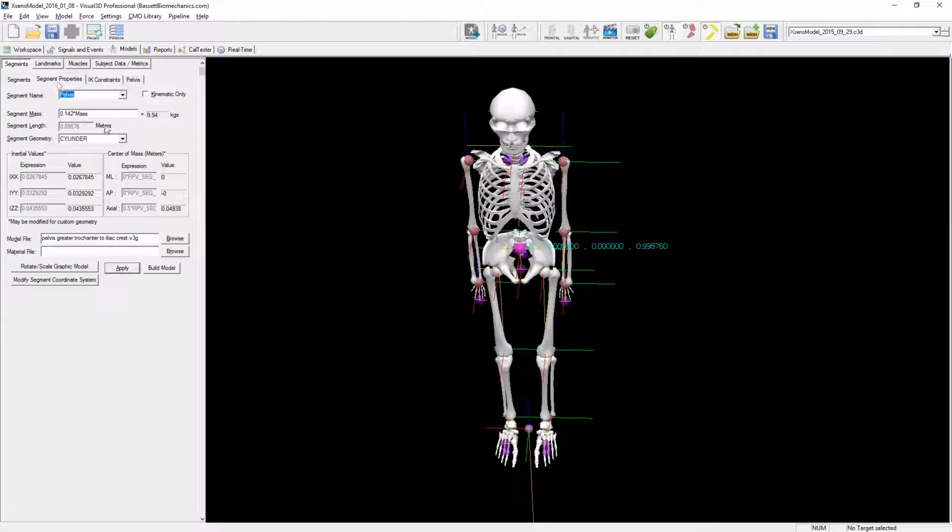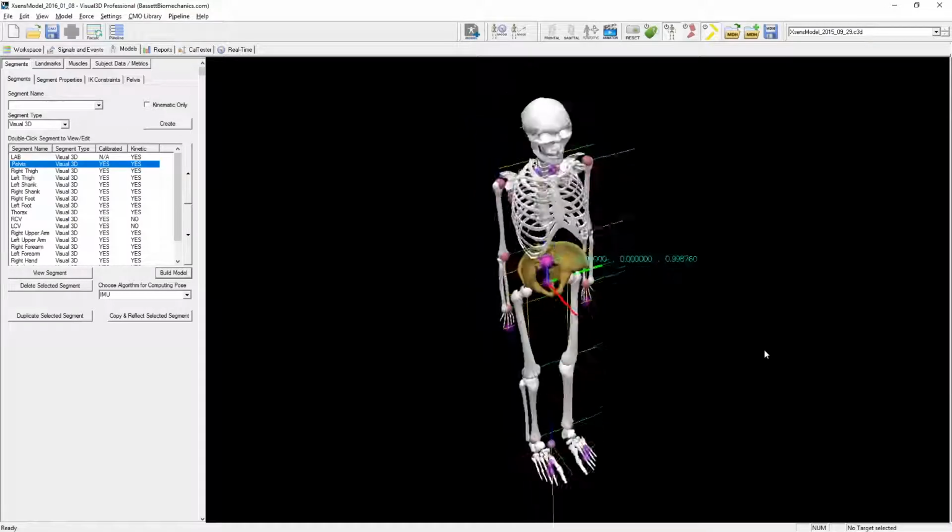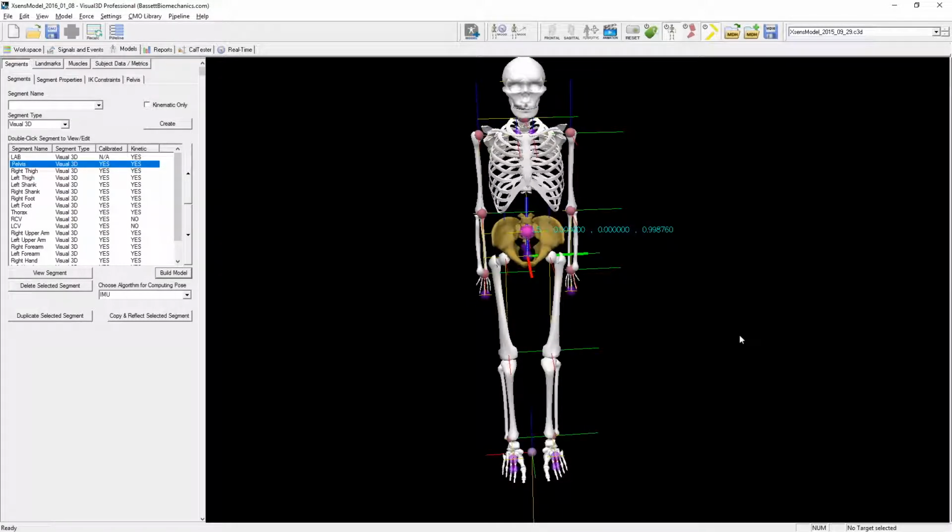In fact, if you look at segment properties, you'll see it was defined using a model file called pelvis greater trochanter to iliac crest. So it's actually going the opposite direction from the traditional pelvis that we've used. One of the advantages this gives us is, if we click on pelvis, you can see the origin for the pelvis is here. That hip mid marker is going to be the actual origin.